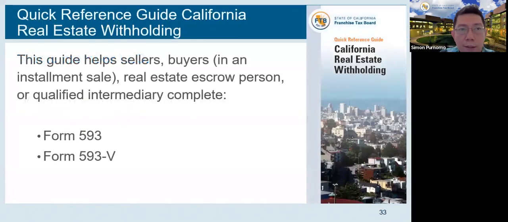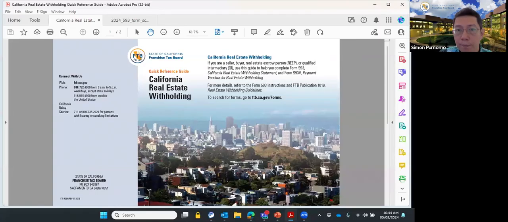And this is the most current brochure that we created. The purpose of this brochure is to break down the responsibility of the remitter, the seller, and the buyer for each type of sales transaction. And you can also download this from our website. Let me show you what's inside of this brochure.